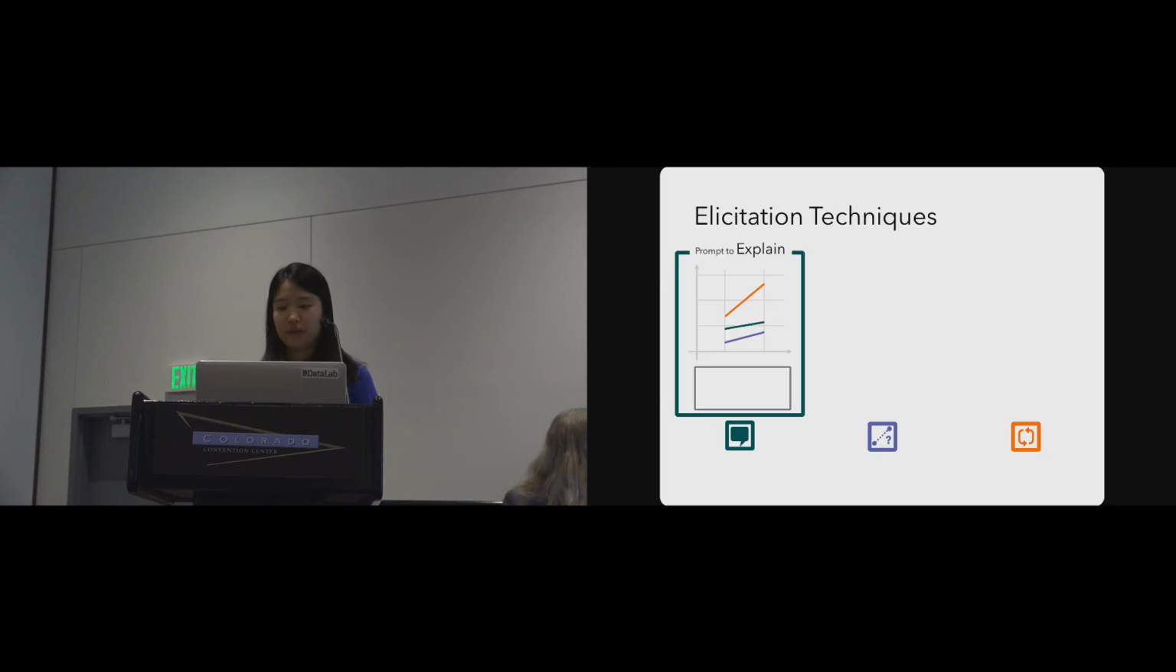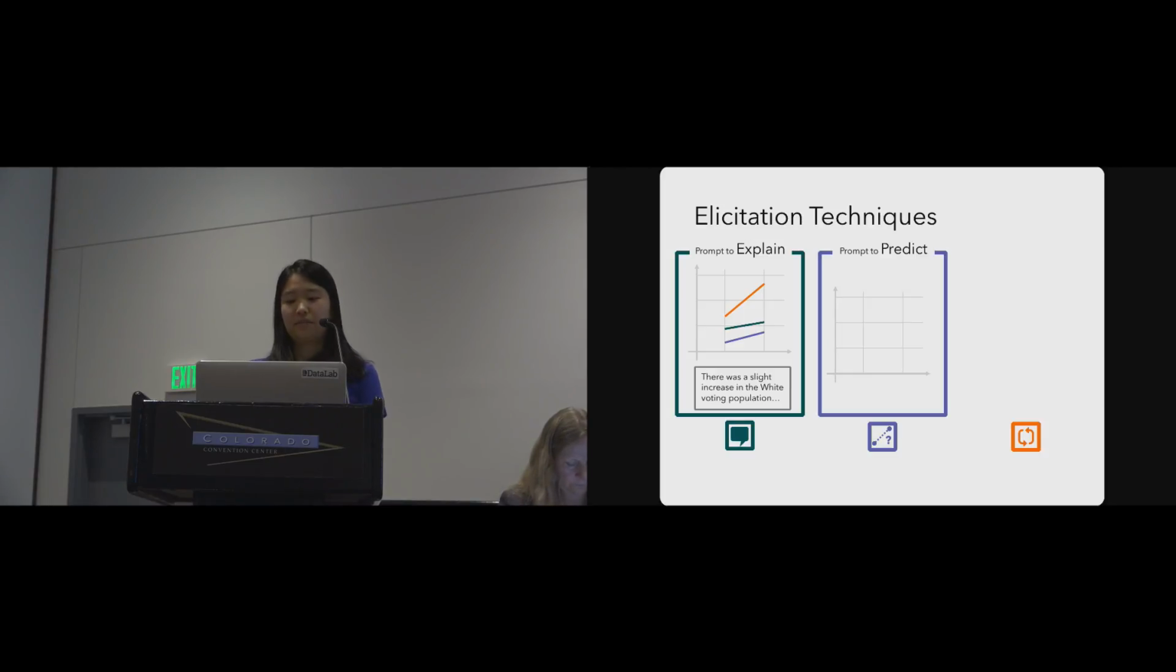Prompting viewers to explain the data can be a good way to make people reflect on their prior knowledge. So while examining the visualization, we can prompt the viewer to type in their self-explanation about the data in a text box. Next, asking them to predict the data might facilitate active reflection on their prior knowledge as well.